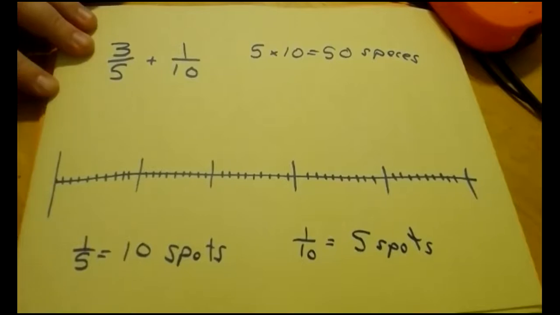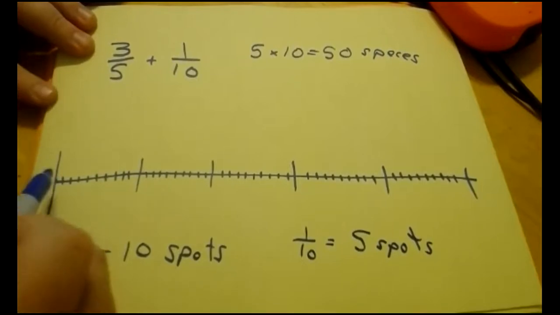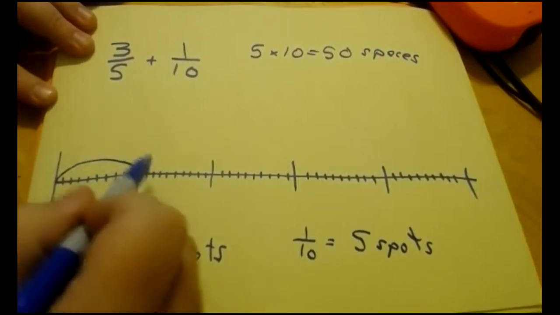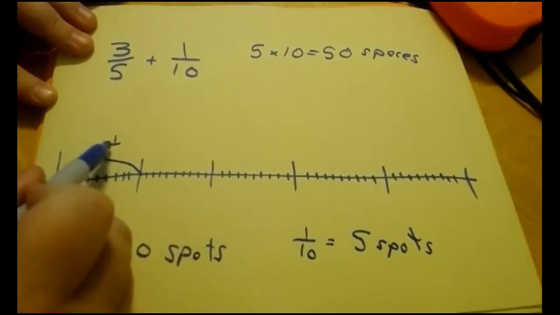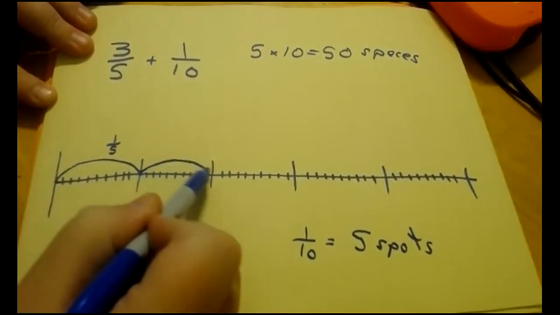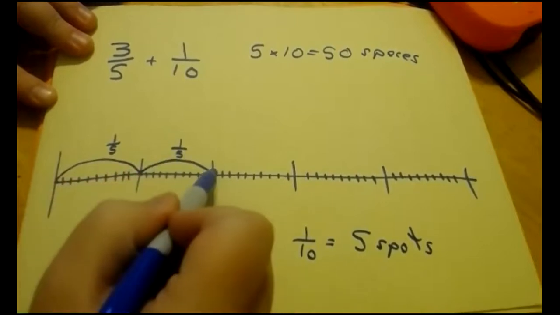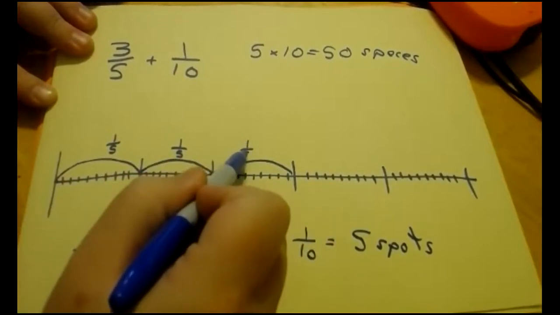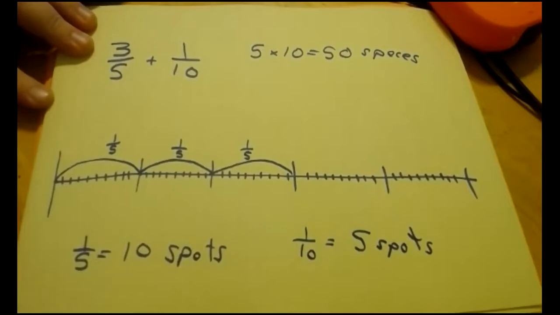So if we want 3/5, we're going to need to do 1/5, which is 10 spots, which is here. And then that's 1/5. Here's another 5th. And here's another 5th. Okay, so we've got 3/5.